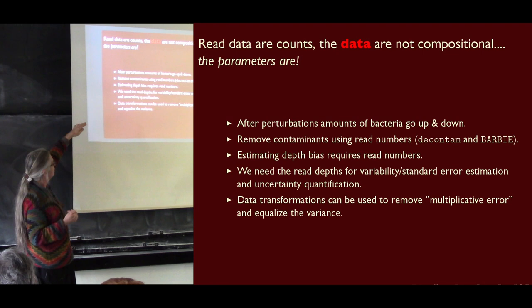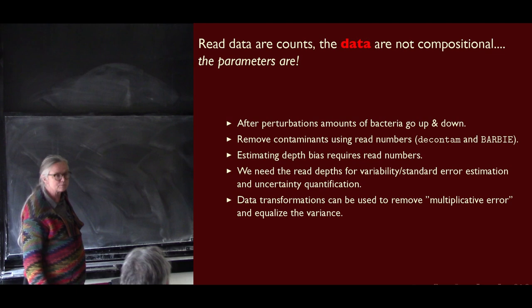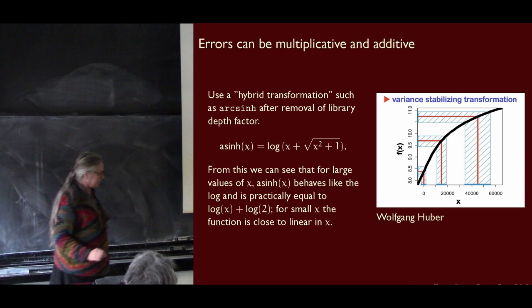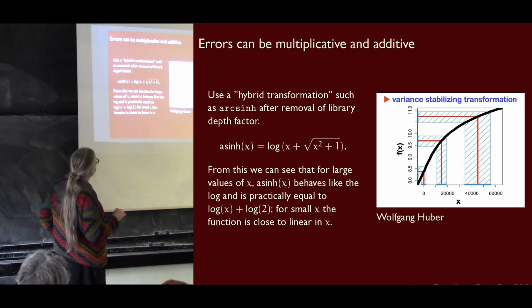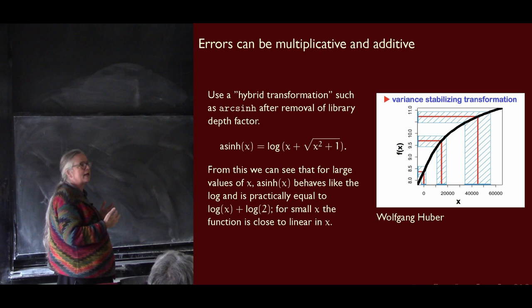So the data transformation route is the safest route. We know from the delta method that if you have a Poisson and you take the square root, the variance can be made to be the same. That's the approach we're going to take. The other thing that's difficult with microbiome data is, unfortunately, the errors are both multiplicative and additive, and that's a real pain. One way around this is to take out the effect of the depth that you estimate, and use something like an arcsine hyperbolic transformation.